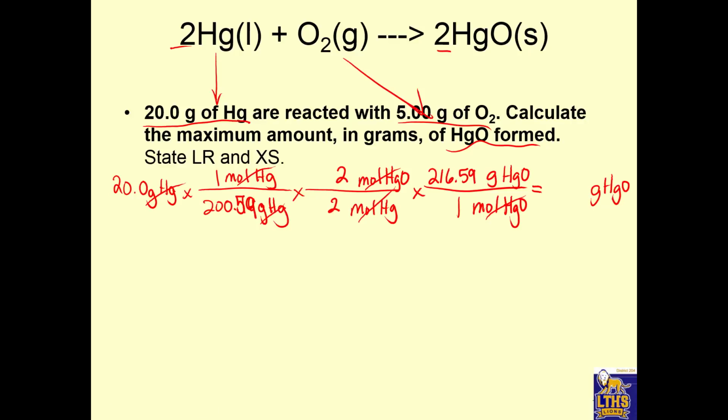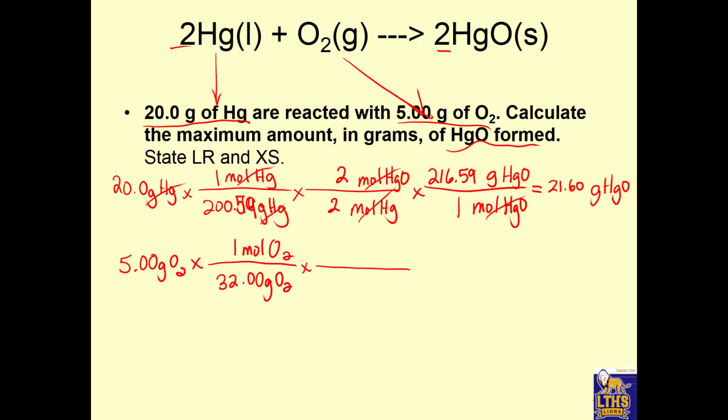All right, math-wise, I get 21.60 grams of mercury oxide. Not done yet because I still have to figure out which one of these reactants is limiting. So I put down 32 grams of O2. Thank you, periodic table, 1 mole of O2.